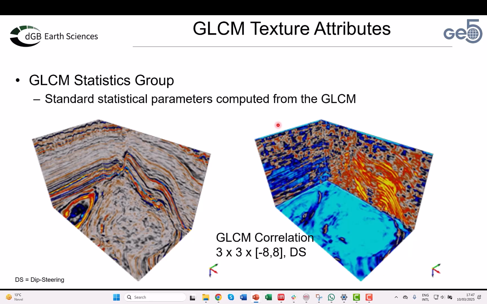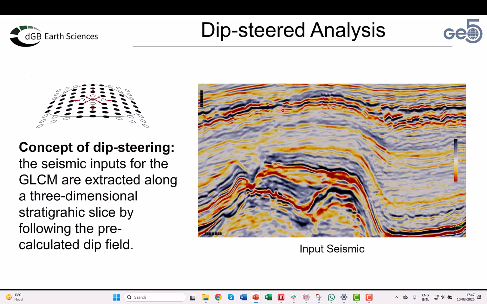All these attributes that I've shown here are available in a group in the attribute engine under the texture attributes. Now, all these attributes can be dip-steered, and dip-steering is a typical thing in OpendTect, whereby we use a plugin to calculate the dip field. We call that output the steering cube, and the steering cube has 2 components. It has the inline dip and the crossline dip. And we can use that dip to create small virtual horizons at every position just by following the dip outwards.